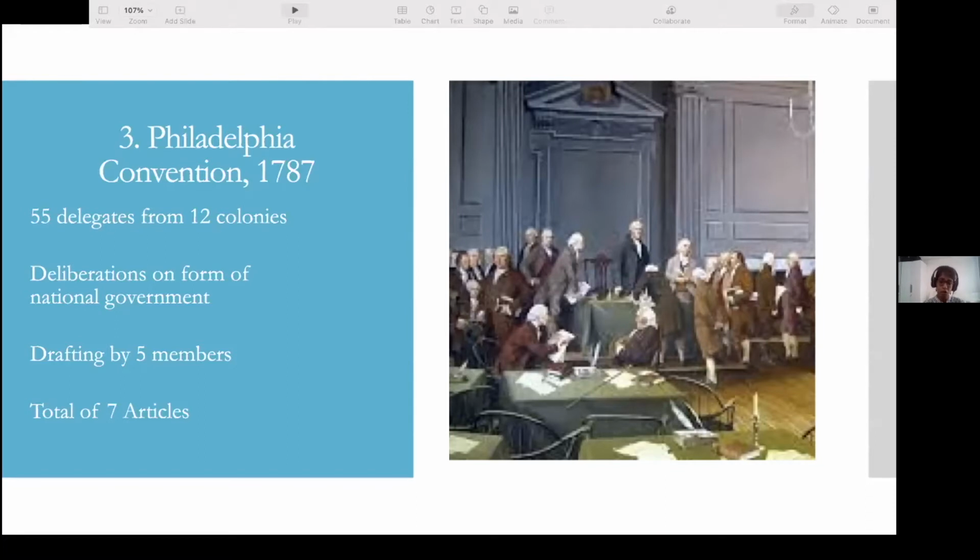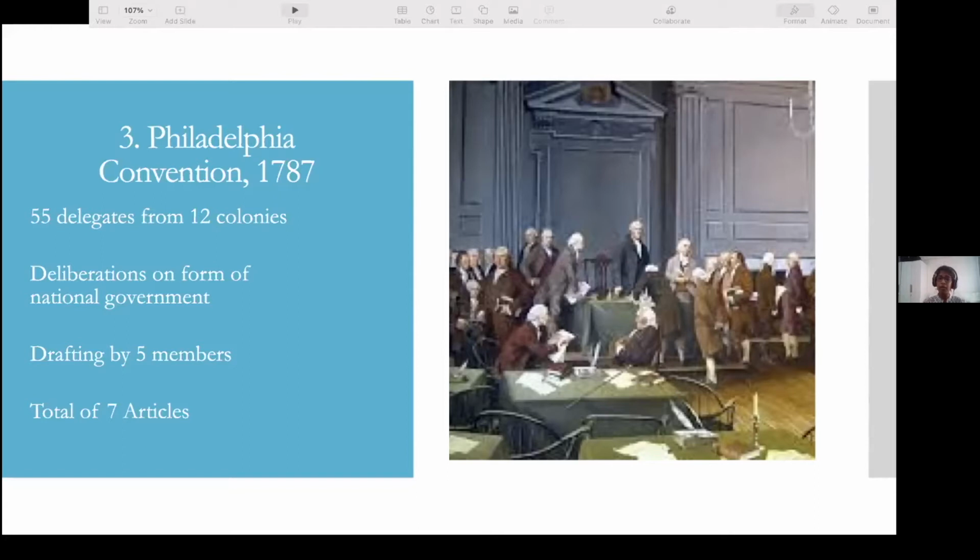The initial scope of this convention was to restructure the Articles of Confederation so that they have a stronger national government. But the way the deliberations went on in the convention, they actually wanted a new form of government itself. The new form that they were conceiving was 3 organs of the state, with a legislature, executive, and a judiciary, and a system of checks and balances to ensure that each organ is functioning within its mandate.